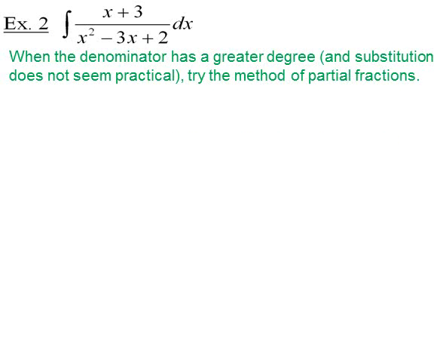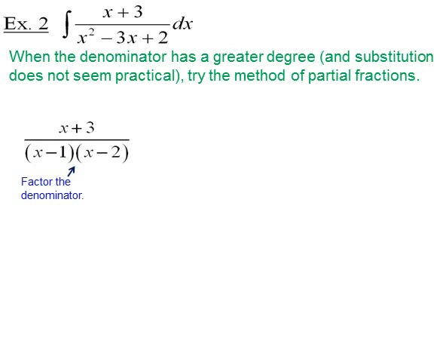In the second example, the denominator has greater degree than that of the numerator. Substitution doesn't look like it'd work here. If we let u equal the denominator, we would need 2x minus 3 as the du, and I don't see how I could change the existing x plus 3 into a 2x minus 3. The method of partial fractions can help me rewrite this rational expression as the sum of rational expressions with simpler denominators.